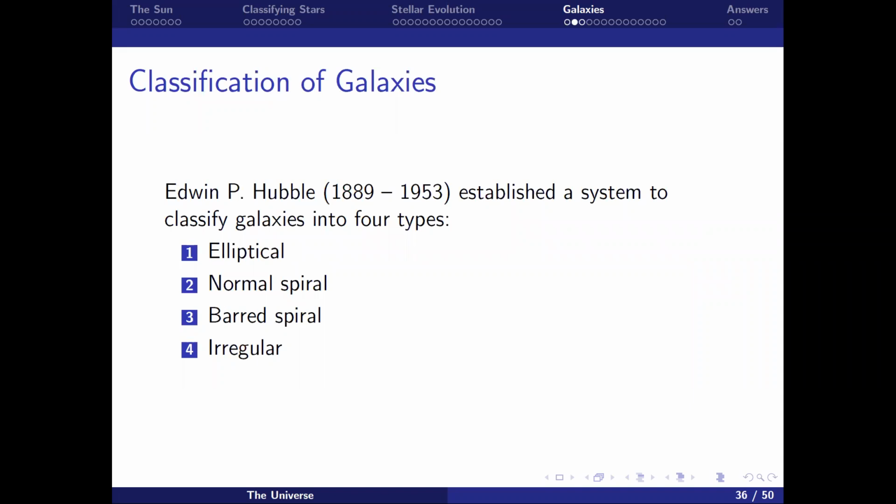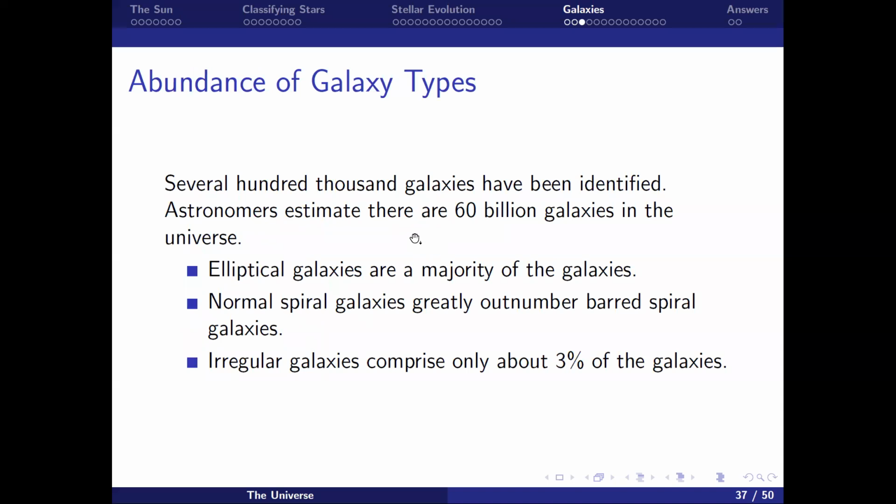Okay, so Edwin Hubble, the person the Hubble telescope was named after, came up with a classification system for galaxies: elliptical, normal spiral, barred spiral, and irregular. And these names are pretty much accurate descriptions of what these things look like. We've been able to identify several 100,000 galaxies. There's a lot of things to count. Astronomers estimate that there's billions of galaxies out in the universe.